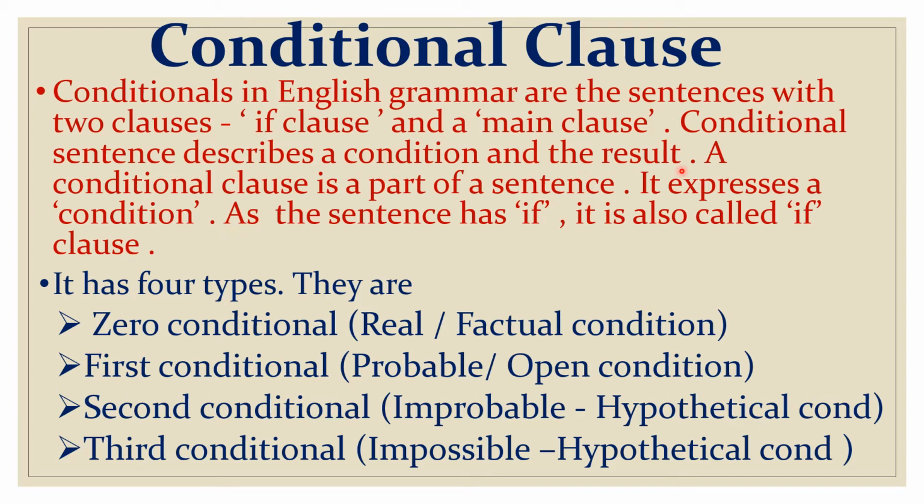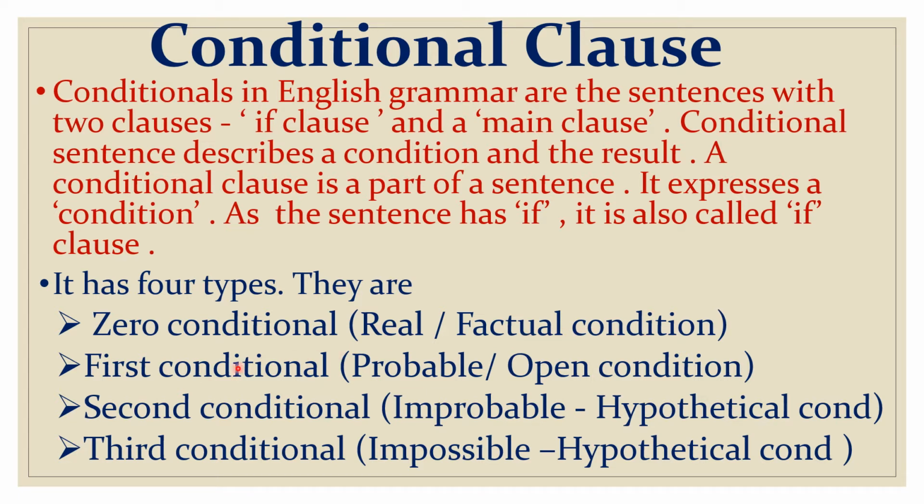A conditional clause is a part of a sentence. It expresses a condition. As a sentence begins with if, it is also called an if clause. This conditional clause has four types. They are: zero conditional, which is also called real or factual condition.